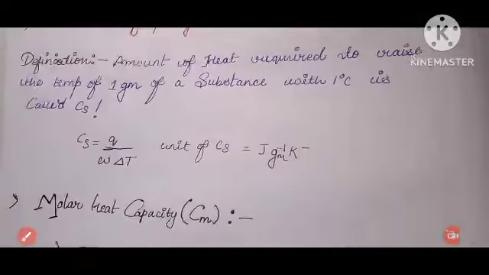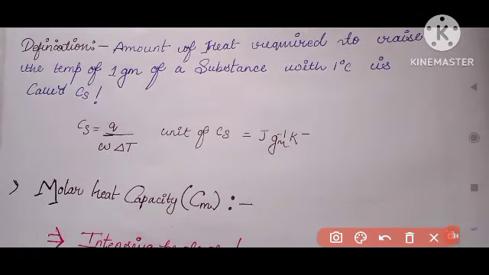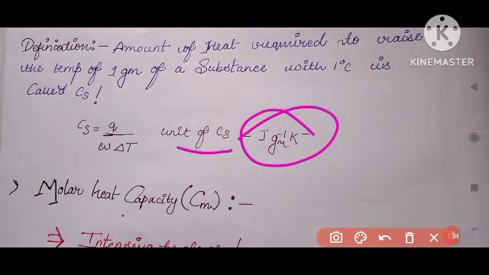Now look, in heat capacity we studied heat capacity equals Q by delta T, because there weight was not mentioned, but here the weight is mentioned, so we will write specific heat capacity equals heat upon W delta T, where W is the weight, so heat by weight times delta T. It is represented by this, and its unit is C. The unit of Q is joule obviously, weight is gram and T is Kelvin, so this is joule per gram Kelvin.